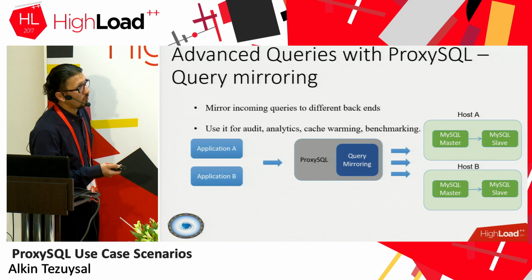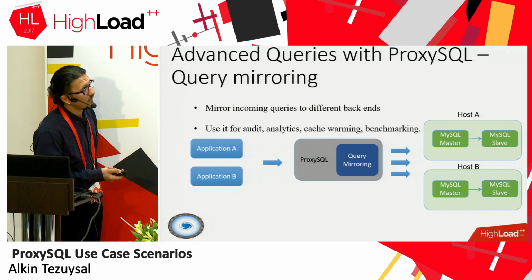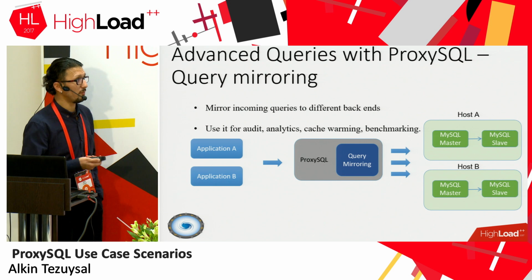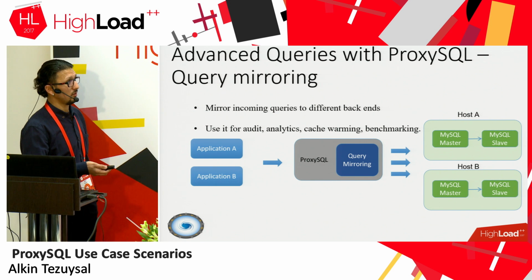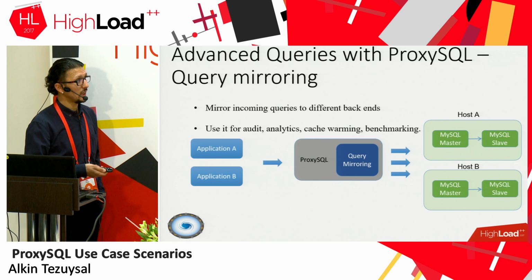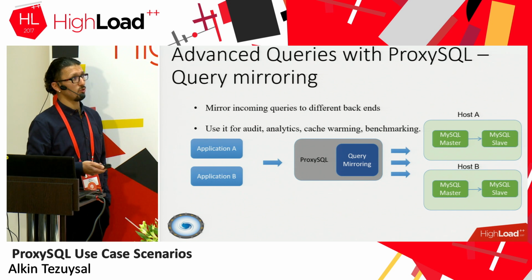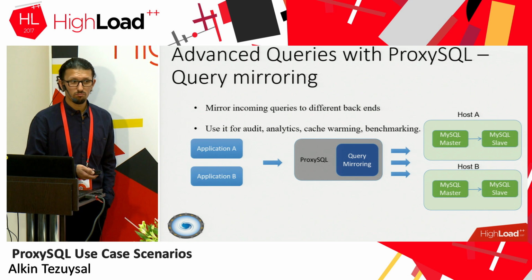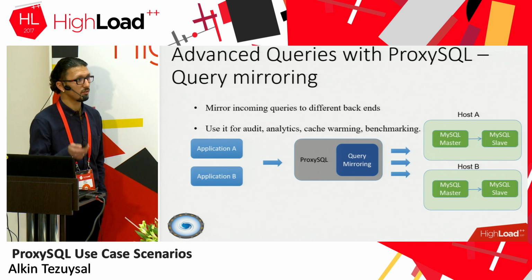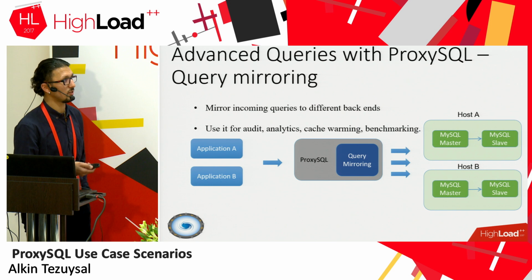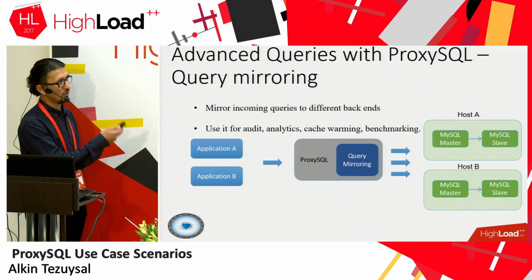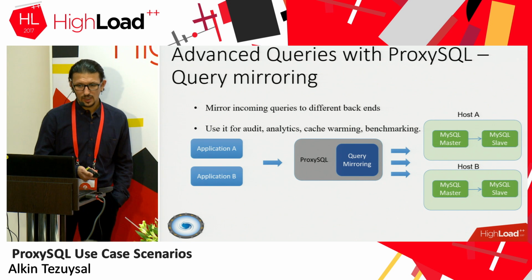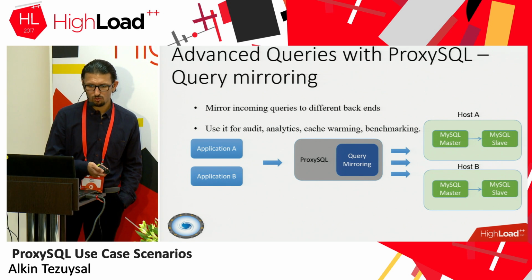Query mirroring, I wanted to mention this, especially for cache warming. I would use it for benchmarking a lot. If I have a tool like this, oftentimes we don't know what's going to happen with a new host, how it's going to behave, or there's a new disk unit, or a new server provisioned. You could use the query mirroring option to point traffic to two places.